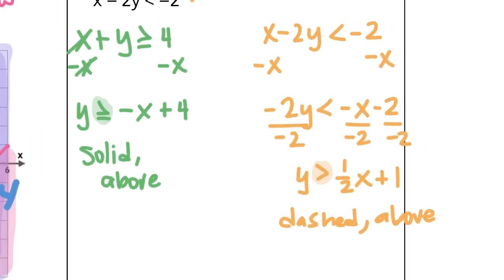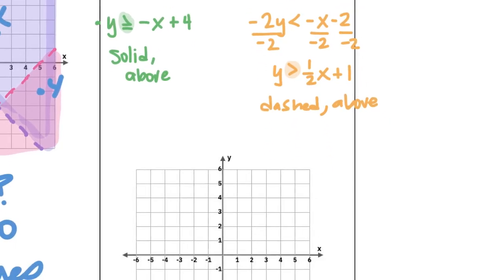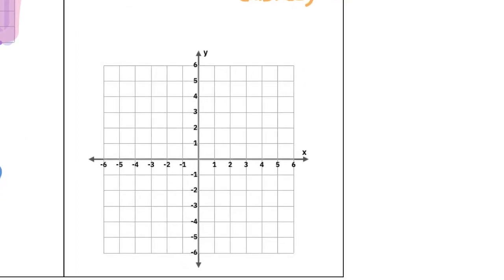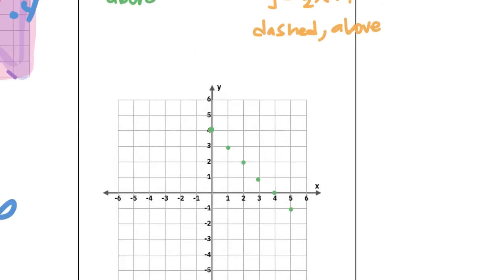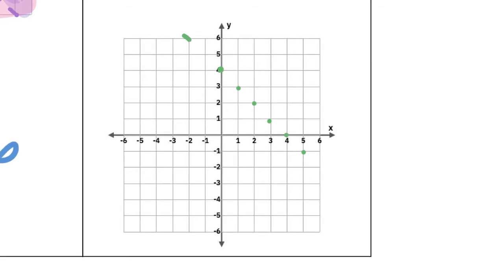So now let's go ahead and graph these two inequalities. So let's start with this one right here. y is greater than or equal to negative x plus 4. So I'm going to put plus 4. And negative x means down 1 over 1. So it's going to kind of go like this. And we said for this one, it's a solid line shaded above. So let me do our solid line. And shaded above.